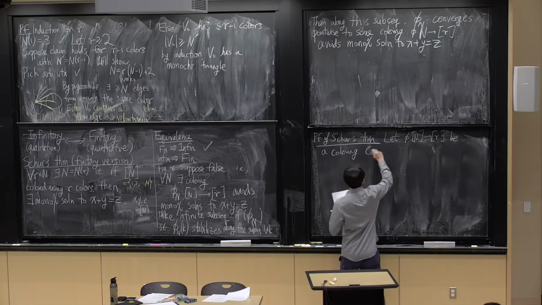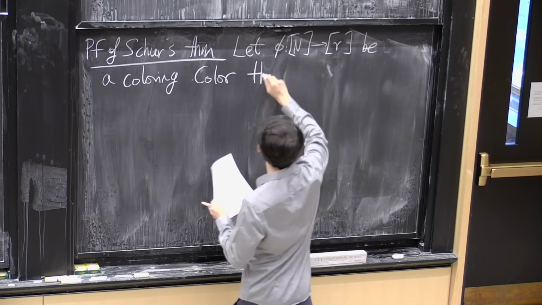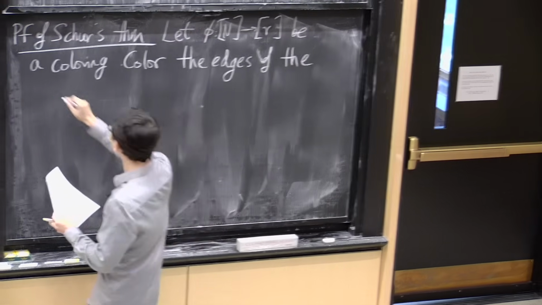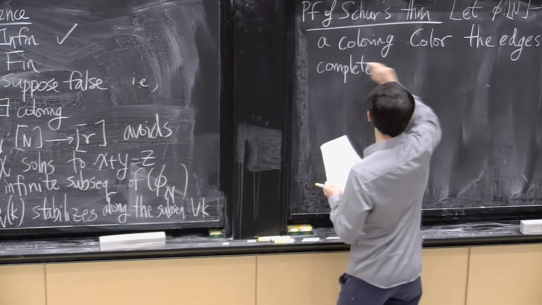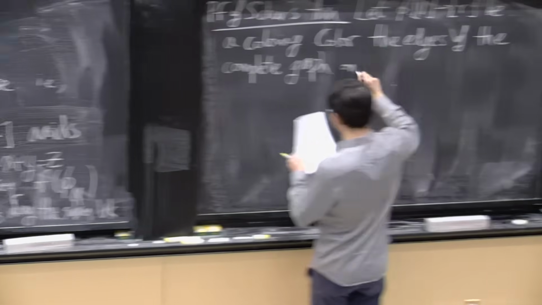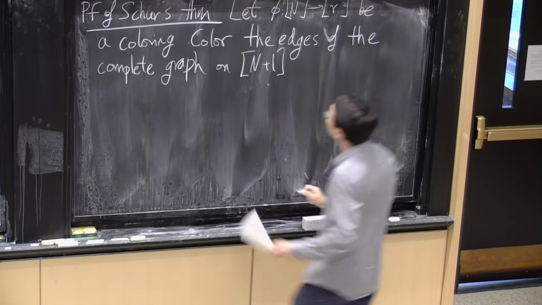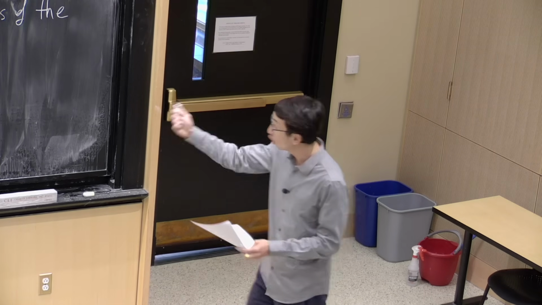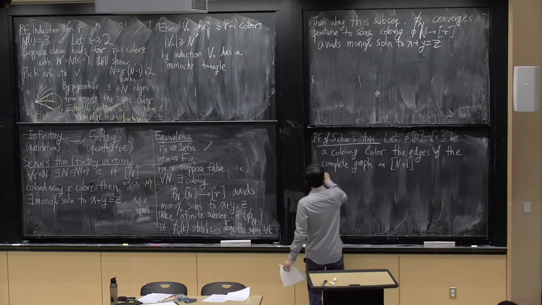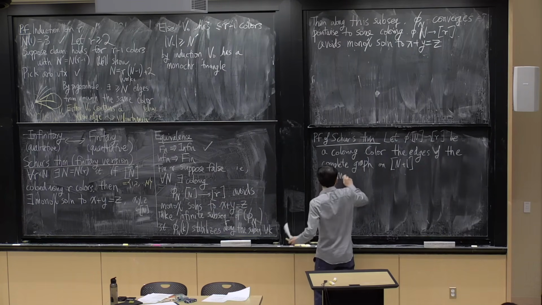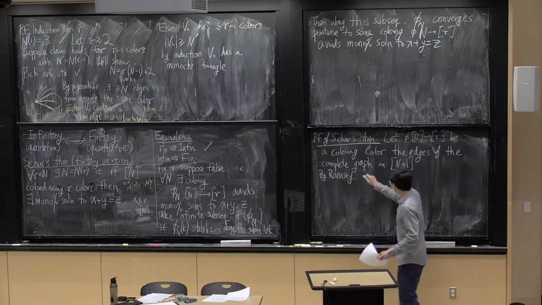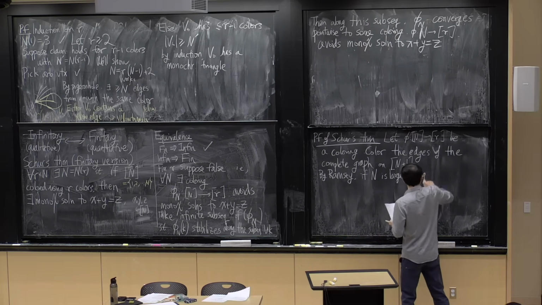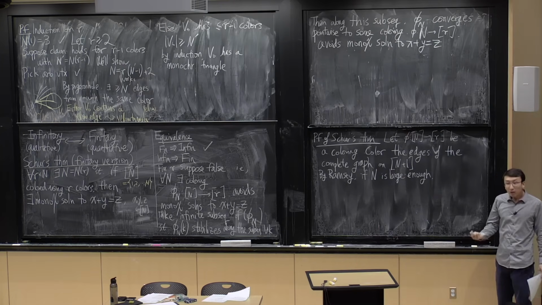Here's what I'm going to do. Let's color the edges of the complete graph on the vertex set having n plus 1 vertices labeled by the positive integers up to n plus 1. Well, by the Ramsey result we just proved, if n is large enough, then there exists a monochromatic triangle.